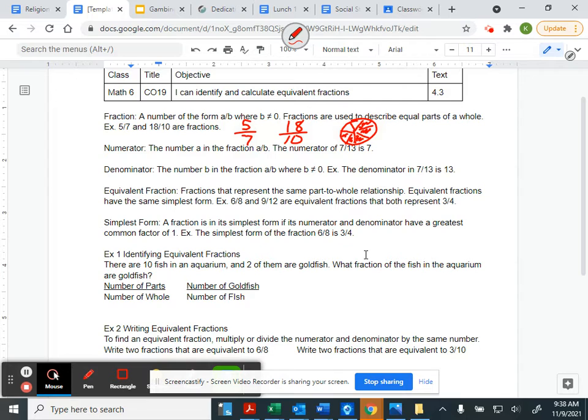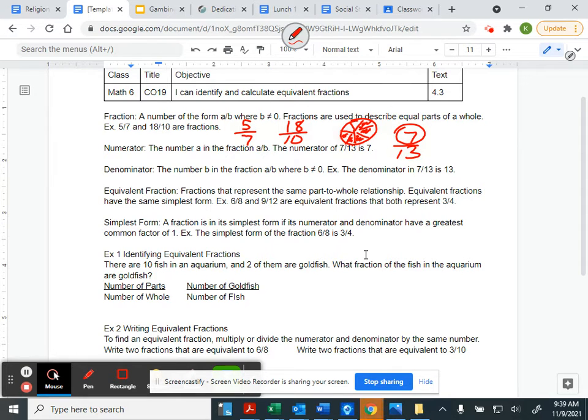So the fraction, the numerator, is how many you actually have. The denominator is the possible amount you could have. So 5/7 would be 5 parts of one whole. The numerator, A, in the fraction A/B. The numerator of 7/13 would be 7. So the numerator is always the top number.